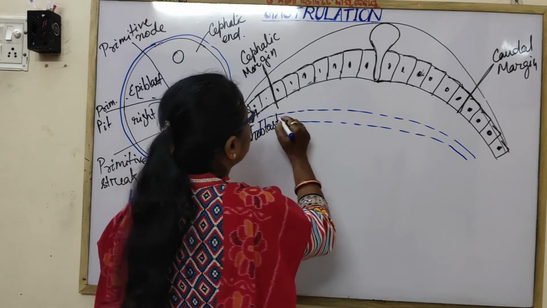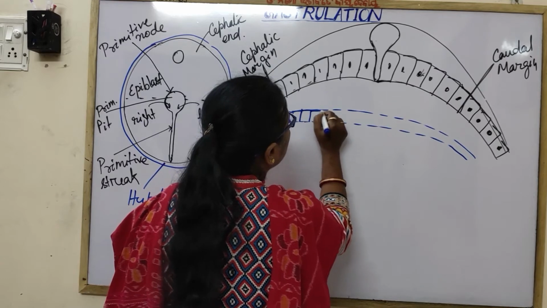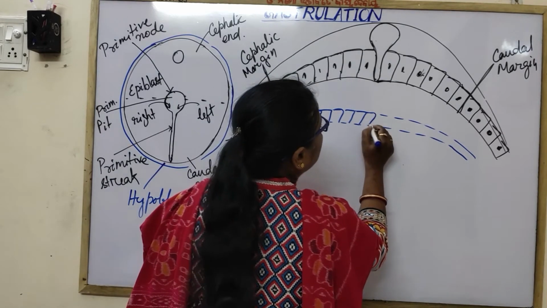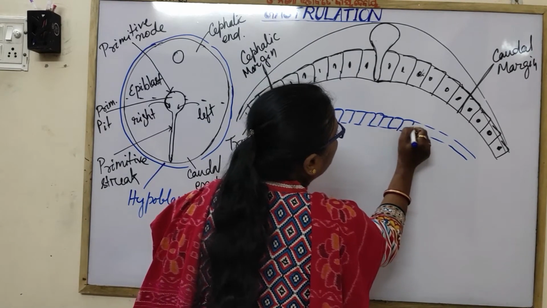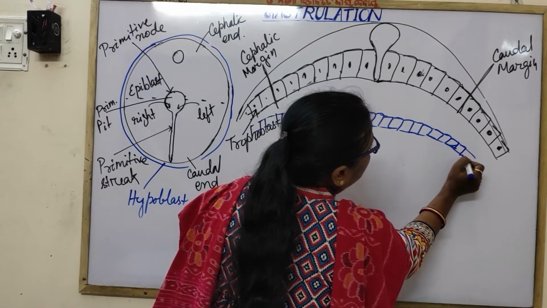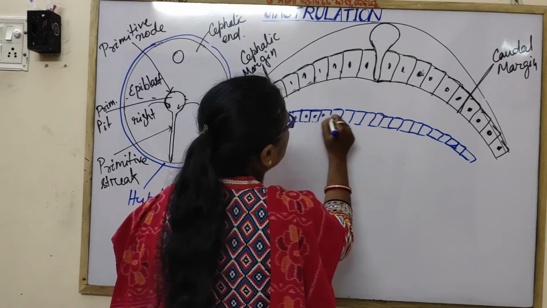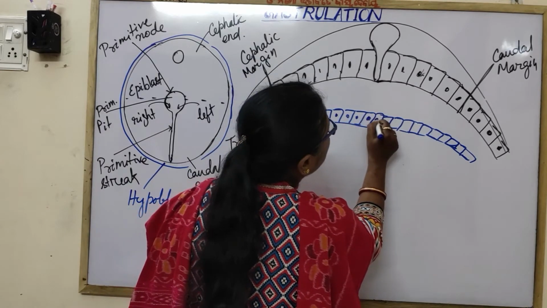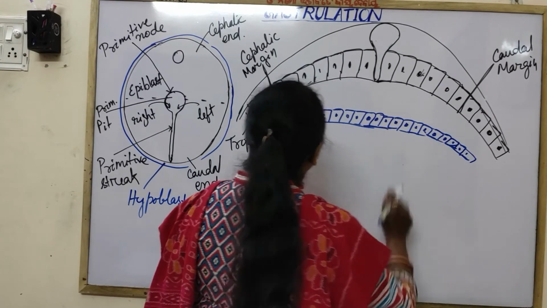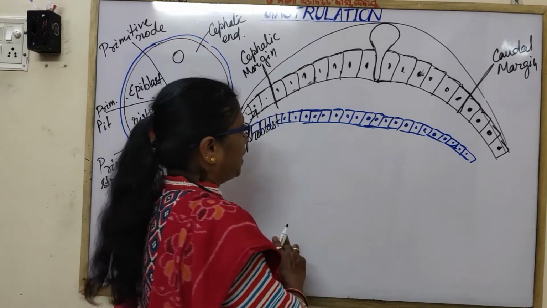These are the columnar cells of the epiblast, and here are the cuboidal cells of the hypoblast, which form the primitive endoderm. What does it form? The cells of the hypoblast form the primitive endoderm, which forms the extra embryonic membrane.